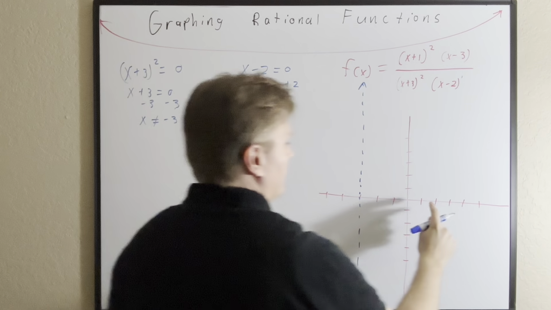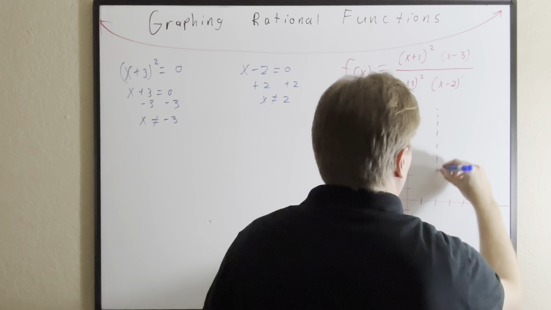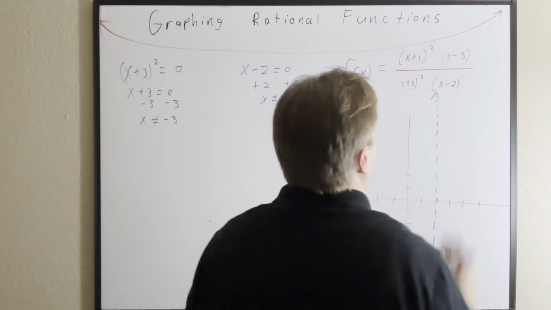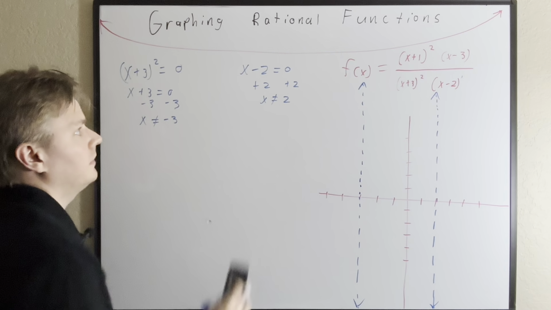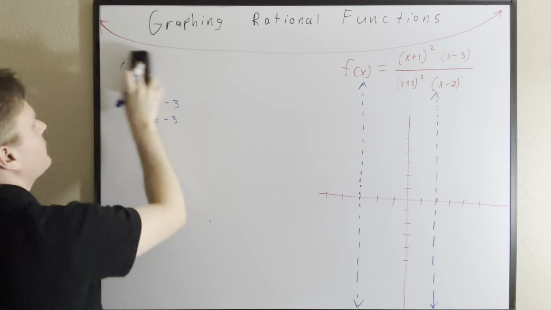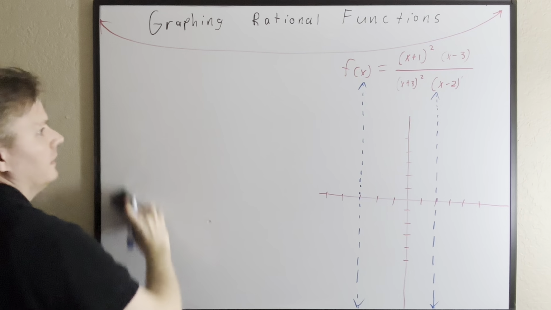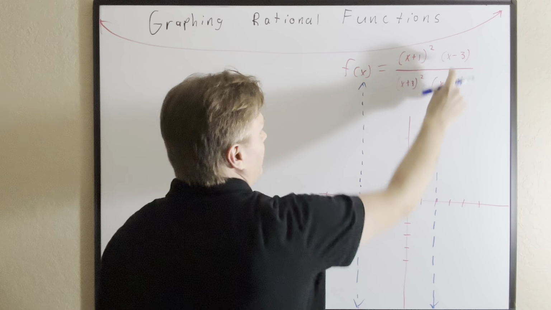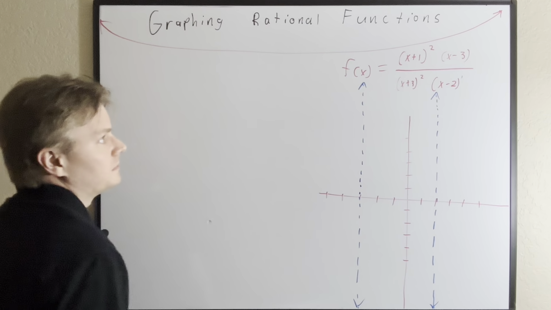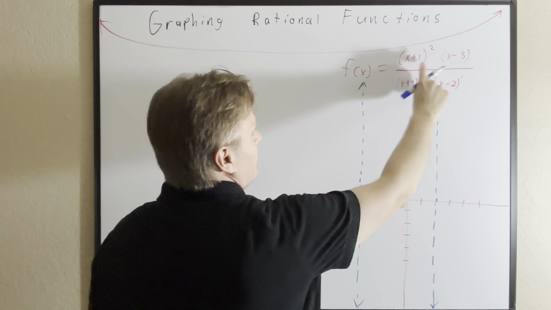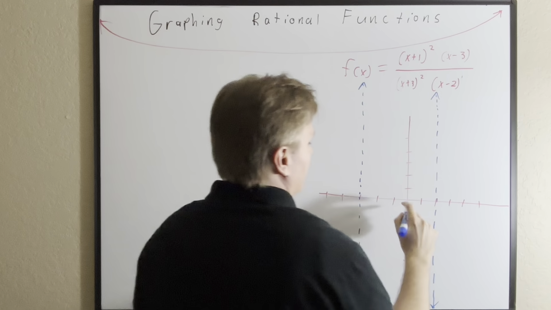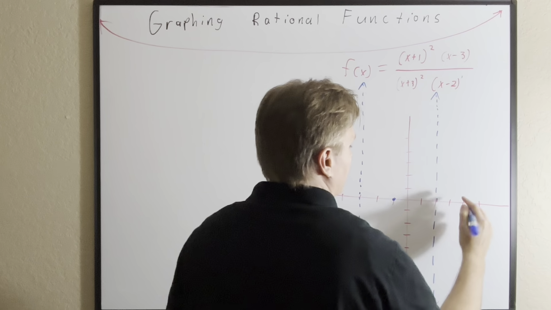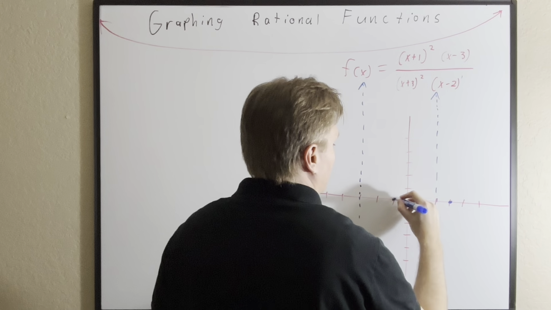All right, so next part is the x-intercepts. The numerator actually tells you where the x-intercepts are. So we set that equal to 0 and that equal to 0, and we get -1 and +3. Not bad.